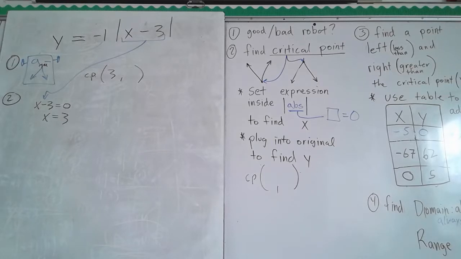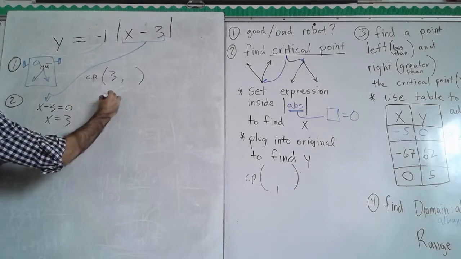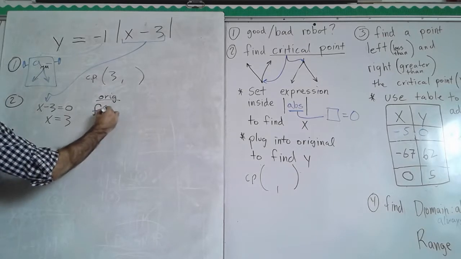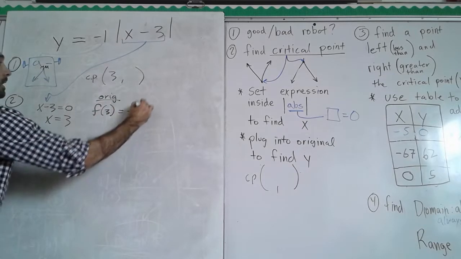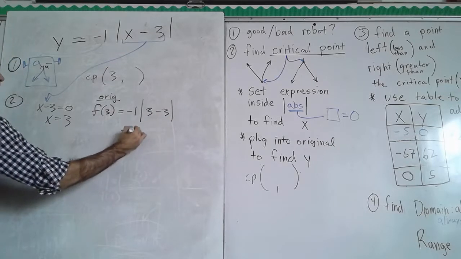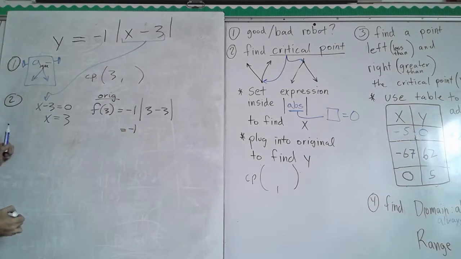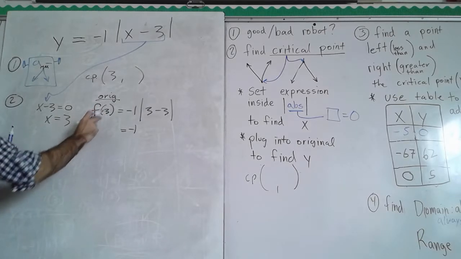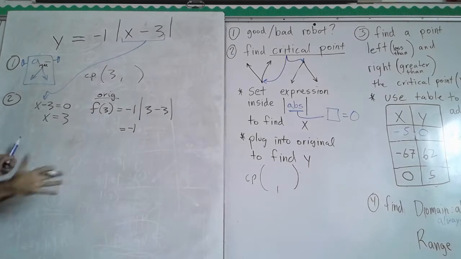I know the x value. How do I find my y? Good. I take the original and I plug in f of 3. Negative 1, 3 minus 3. Wait, is that like distributed? We didn't distribute. Actually, we evaluated. We plugged in 3. We don't distribute.